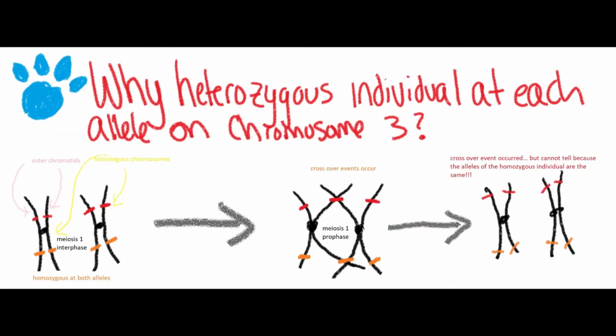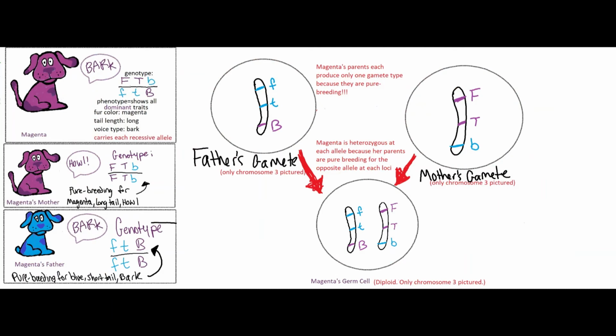Our first clue is that we must identify a heterozygous individual to base our prediction and genetic map on. The individual must be heterozygous because it would be impossible to know if a recombination event occurred if the alleles that cross over are the same. We can use Blue's friend, Magenta, as our example organism.